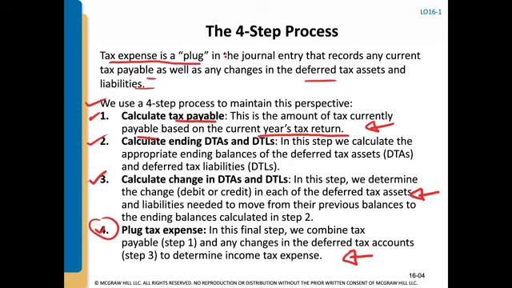I've said this before, I'll say it again. When we have changes in deferred tax assets and liabilities, usually the journal entry should go to income tax expense. There are circumstances where they might not, but for an intro to income tax accounting within intermediate accounting, this is what we're going to assume, that it always goes to income tax expense.